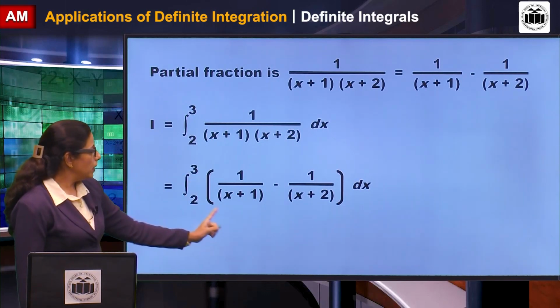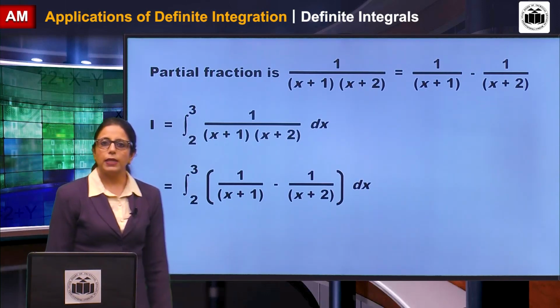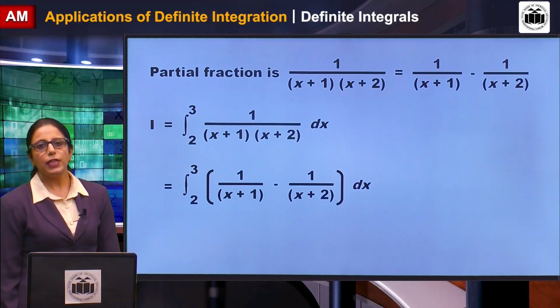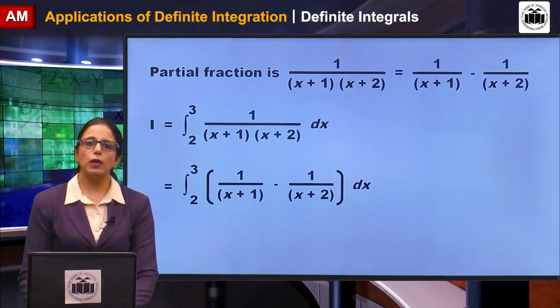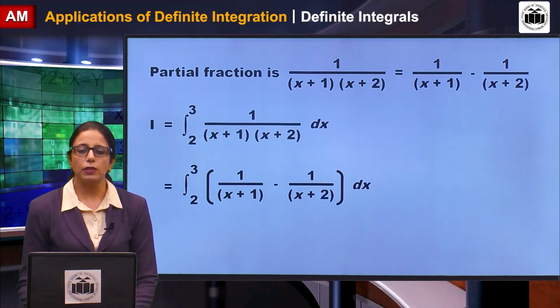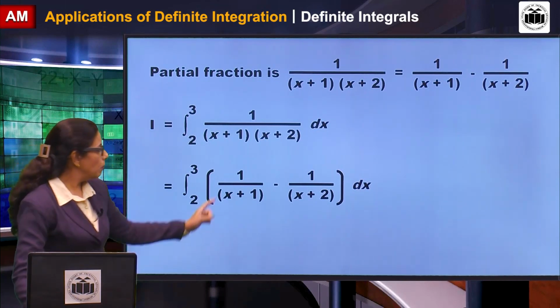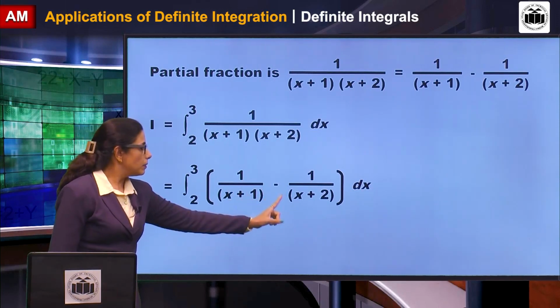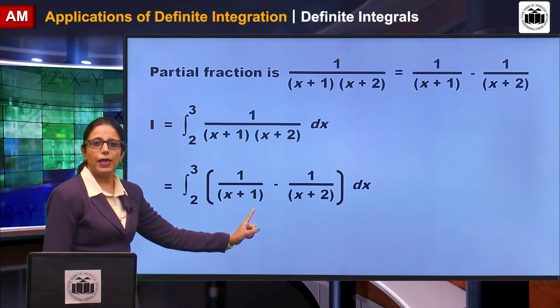Integration from 2 to 3, 1 upon x plus 1 minus 1 upon x plus 2. Now, how do we integrate this? Integration will be done by using the formulas that you have already studied when you did the chapter of indefinite integration. Here this is in the form 1 upon ax plus b. In fact, both the terms are in the form 1 upon ax plus b.